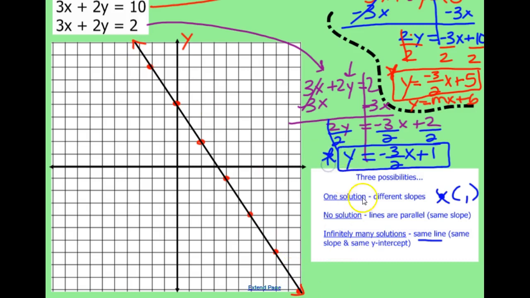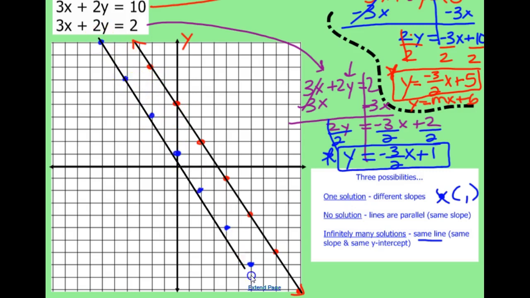And now we're going to graph this second one, which begins at positive 1. And our slope is the same, down 3 and 2 to the right. Negative 3 is down 3, 2 to the right, or we can go up 3, 2 to the left.